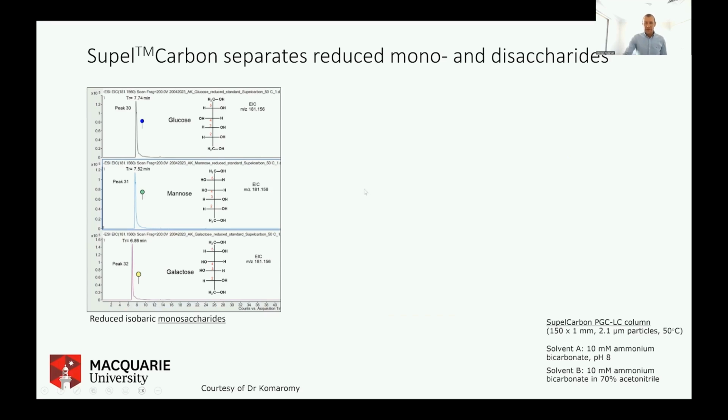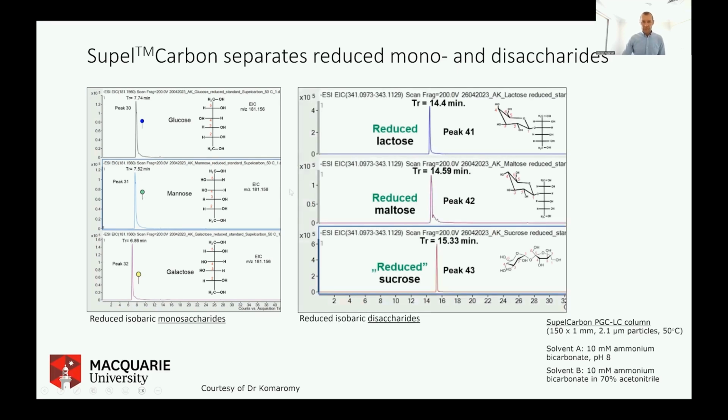So based on that observation, we decided to really explore that retention ability of monosaccharides and disaccharides a bit further. Here Andrew's been looking at isomeric monosaccharides: glucose, mannose, and galactose. These are reduced monosaccharides, and I hope you can appreciate the really nice separation between galactose and mannose, and even a subtle separation between glucose and mannose.